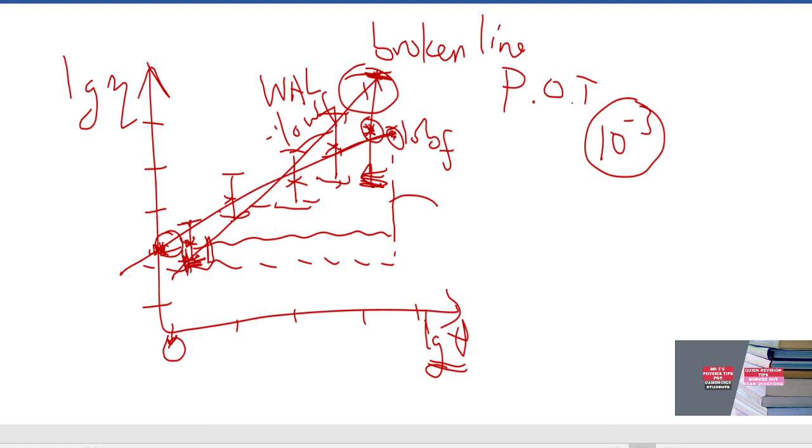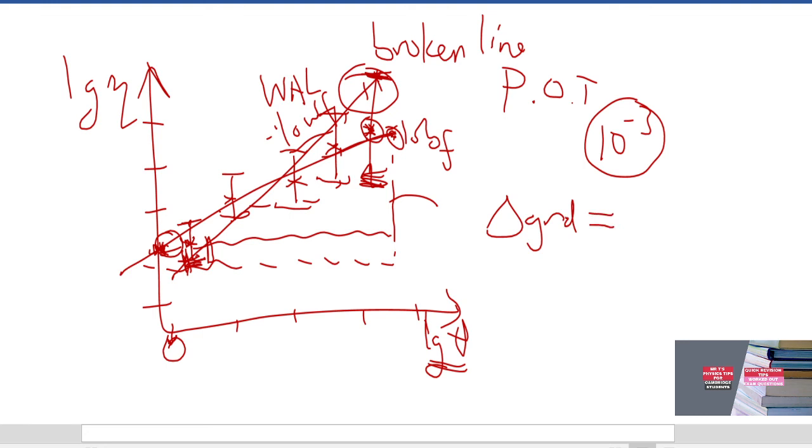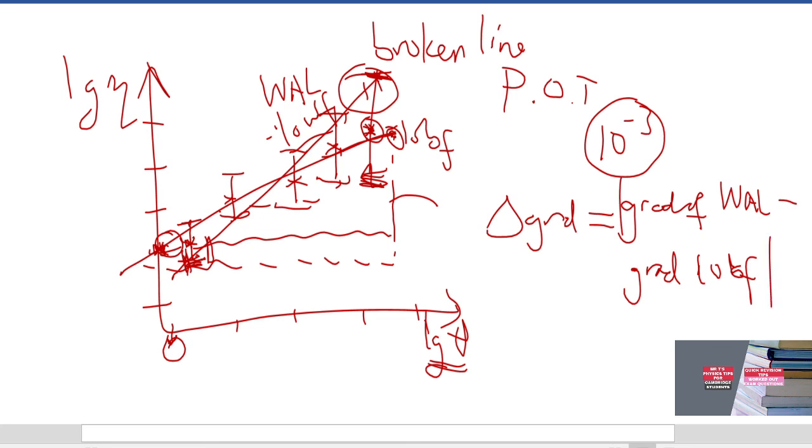Now, the formulas that you're supposed to apply. The error in the gradient, you find it by saying the gradient of worst fit line minus gradient of the line of best fit. Whichever one is the greater subtracts the other. So the error in the gradient, that's the uncertainty in the gradient that you find.